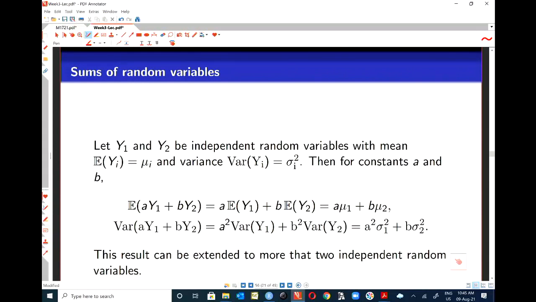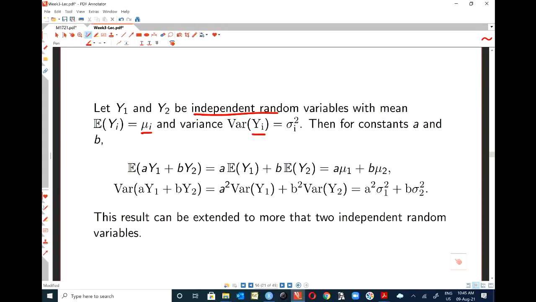Sums of random variables. If I've got two independent random variables, y1, y2, and the mean is mu i for these, and variance is sigma i squared. So y1 has mean mu1, and y2 has mean mu2, and the variance is sigma 1 squared and sigma 2 squared. If I look at the weighted sum of these variables, the means will be the same with the same weights. The same equation holds for the means with the particular weighting.